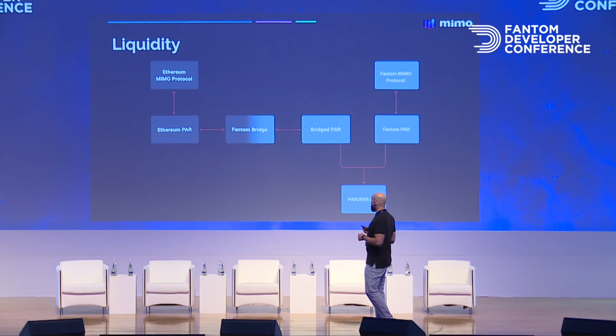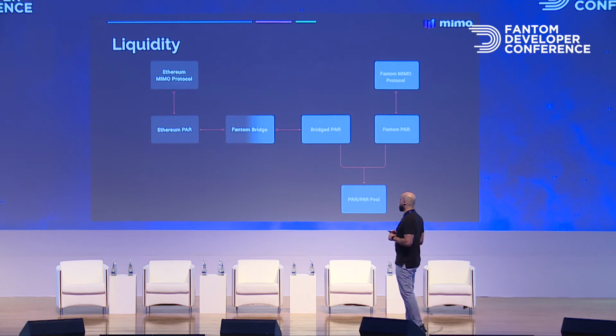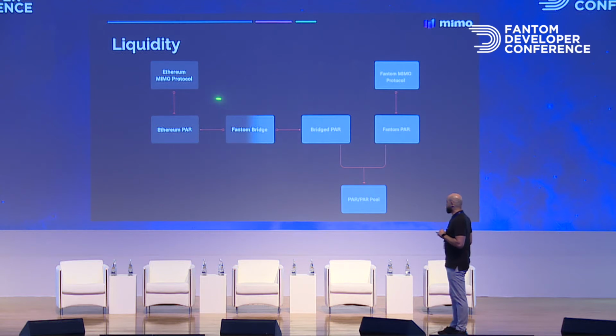So what you can see here is the Ethereum MIMO protocol deployed on Ethereum. Here is the MIMO protocol deployed on Fantom. Every one of them is actually minting native PAR. So there is Ethereum PAR and there is Fantom PAR. We have decided here to bridge only the PAR token from Ethereum into Fantom, to have a stable pool here, allowing the users to also switch between chains using the pool.